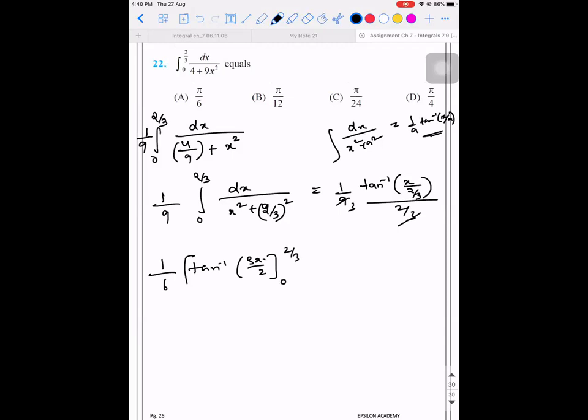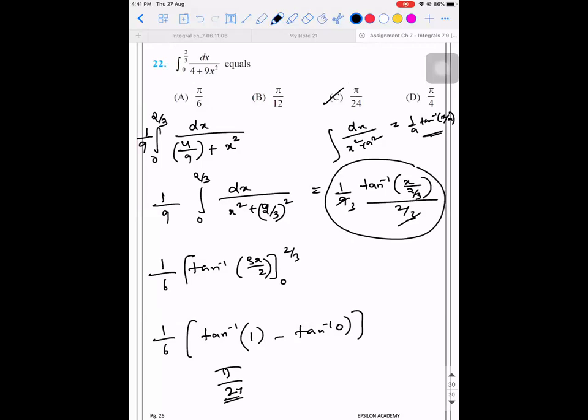Sir, 1 by a. Yes. A I've written, no? A is 2 by 3 only, no? Okay. So it will be 1 by 6 into tan inverse of 3 by 2 into 2 by 3 is 1, minus tan inverse of 0. So pi by 24. Do you have an option like this? Yes. So be careful with this part alone. So pi by 24 is the answer. I hope all the problems are clear in this exercise.